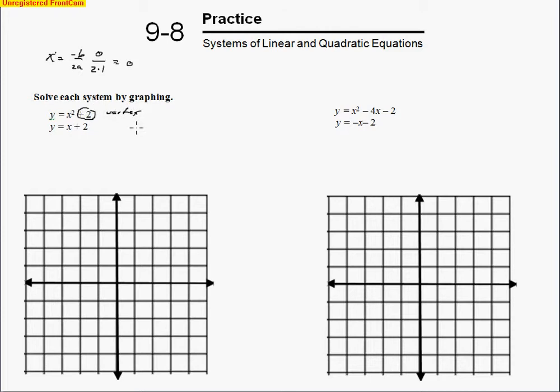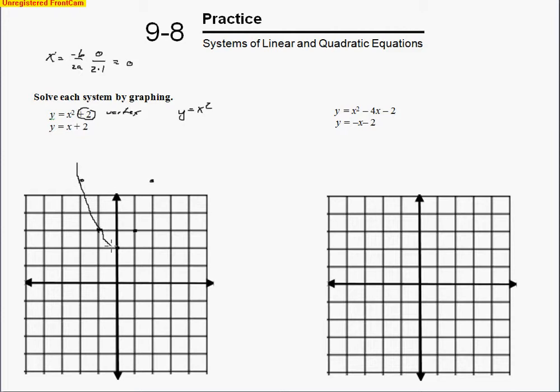And so I'm going to go up 2 spaces, put a dot there, and then use the parent graph. So the parent graph is y equals x squared. So it just means that I'm going to go over 1 space, up 1 space, over 2 spaces, up 4 spaces. So the points would be just a little above my graph. And so that's what the graph is going to end up looking like.